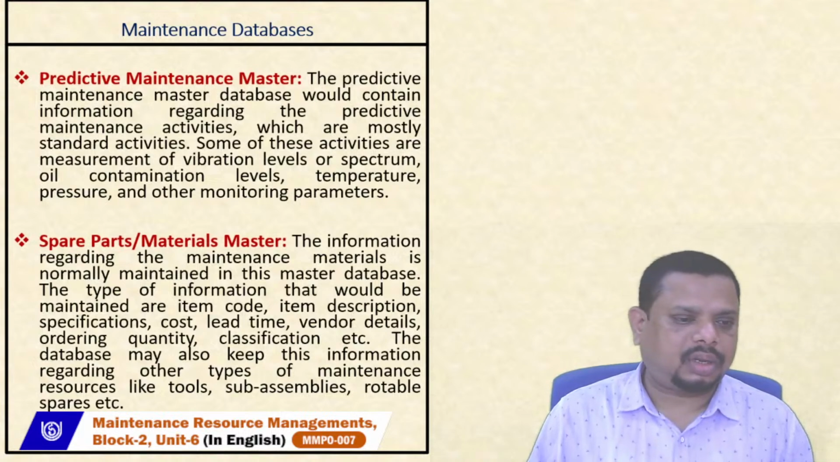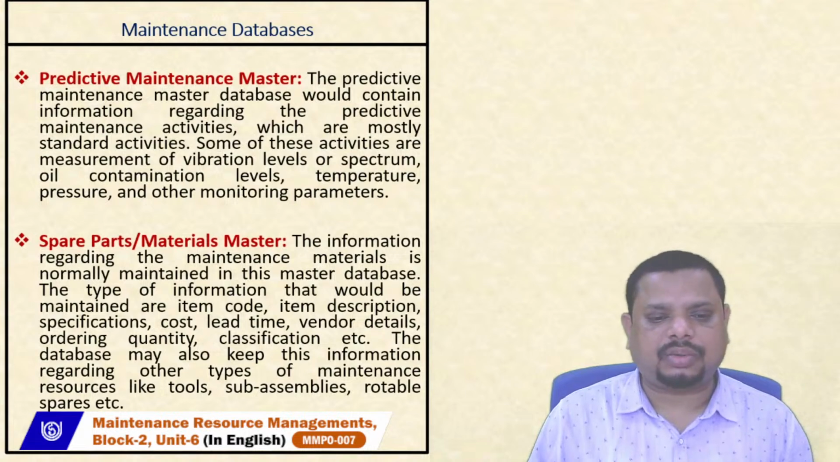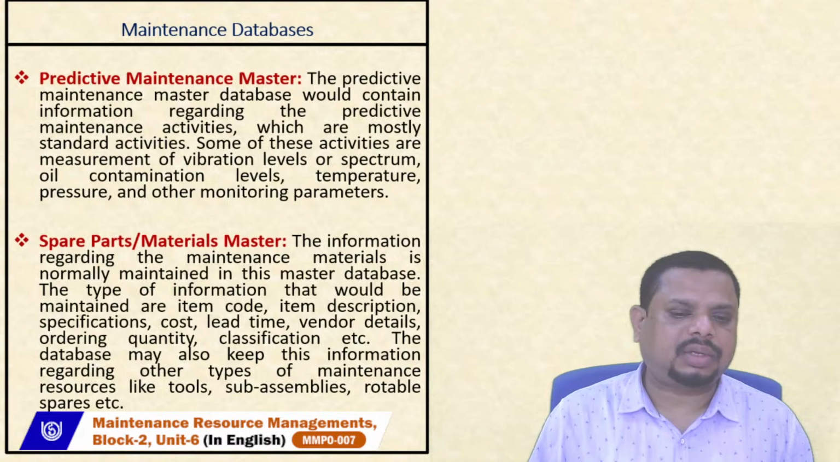Moving to the next one, the last one, we have spare parts and material masters. The information regarding the maintenance material is normally maintained in this master database. The type of information that would be maintained are item code, item description, specification, cost of spare parts, lead times, vendor or supply details, order quantities, and the classifications.